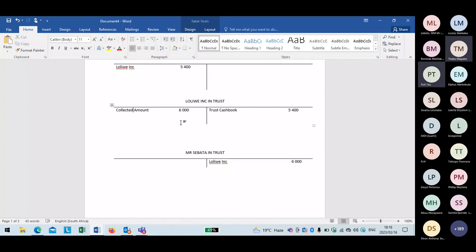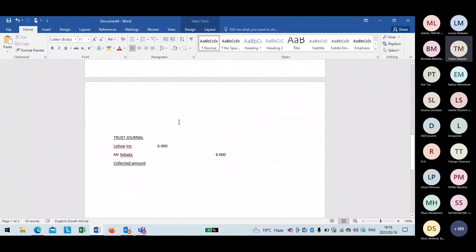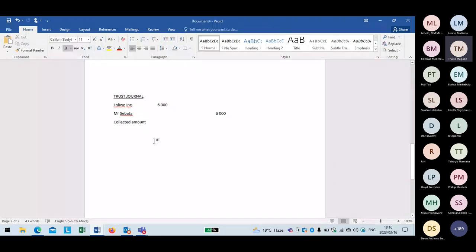With these costs, you will debit your client because your client is liable and then credit the correspondent. But where do you do this? You do this in the trust journal. So you'll have your client, Mr. Sebata, debited. Debit Mr. Sebata with 830 and credit Loliwe Inc. with the same amount, 830.